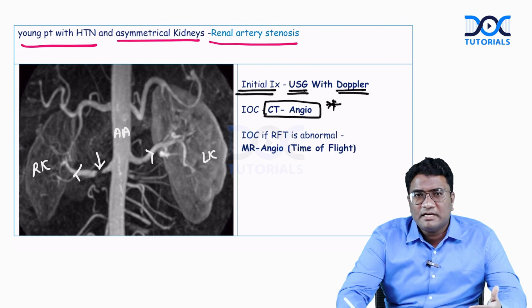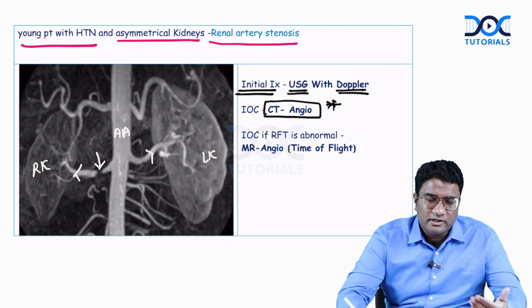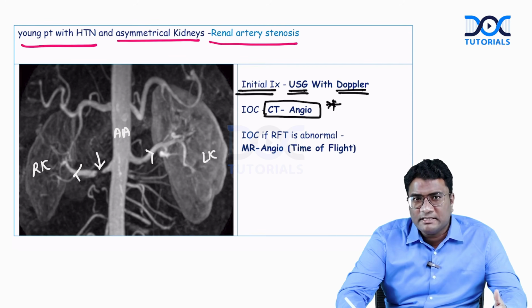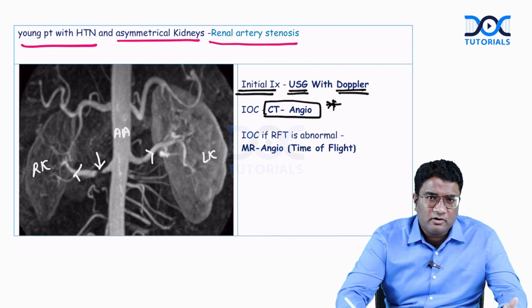But CT angiography is done with a high dose of contrast, right? So it is an iodinated contrast that you need to give. If the serum creatinine is elevated or the renal function test in the patient is abnormal, can you give iodinated contrast?